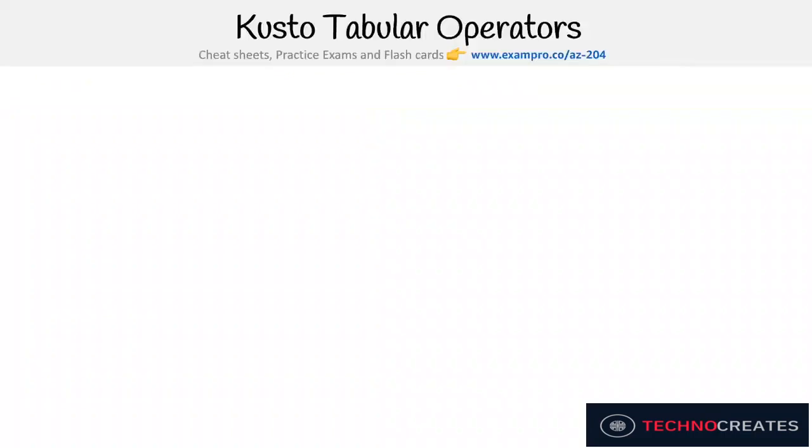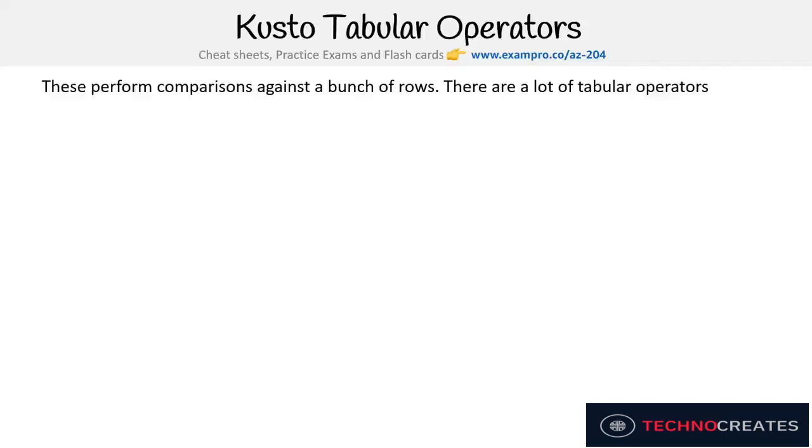Let's take a look at tabular operators, and I really want you to pay attention to this one because this is where all the power of KQL happens. These perform comparisons against a bunch of rows. That's why they're called tabular operators. There's a lot of them, and we're going to look at the most common ones because it would take me forever to go through all of them, and you're not going to remember them all. So let's just look at the ones we actually care about working with.